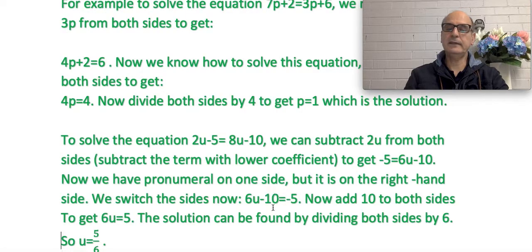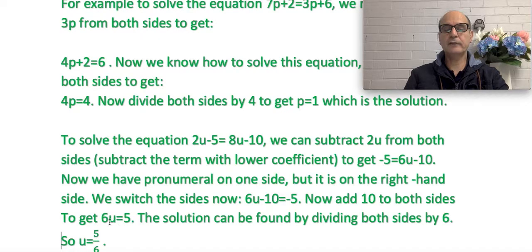You add 10 because here is minus 10. You've got to undo it. If you add 10, you end up with 6u because minus 10 and plus 10 cancel each other out. And if you add 10 to minus 5, you end up with 5.